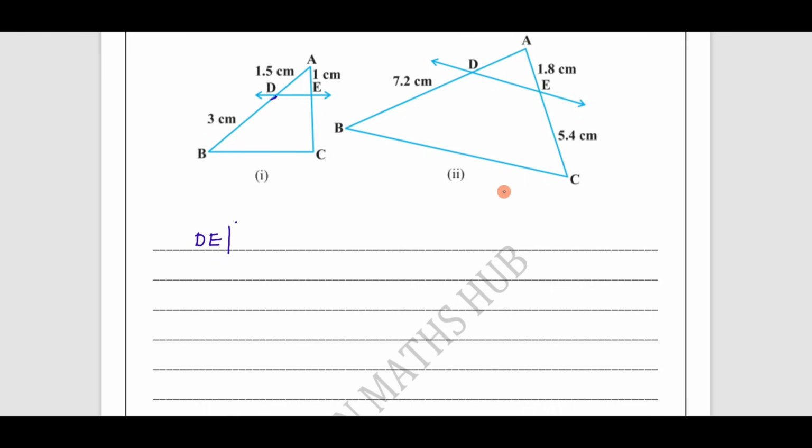Without the condition, you cannot proceed. DE is parallel to BC in this triangle ABC. Using Thales theorem, try to understand what we can say. AD by DB equals AE by EC. For 2 marks, similar questions have been asked in the model paper also. You should solve that problem.